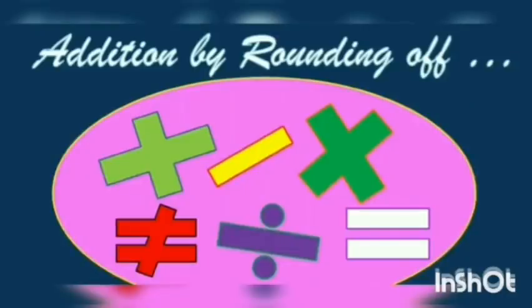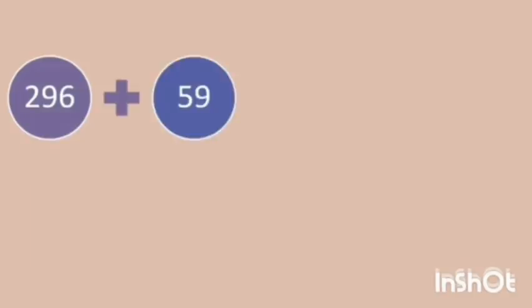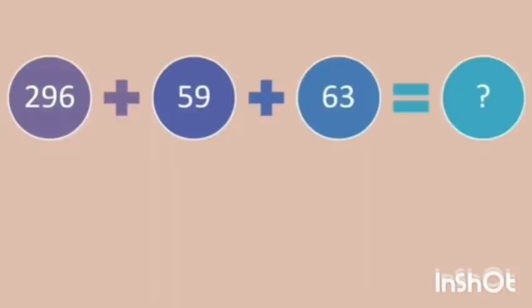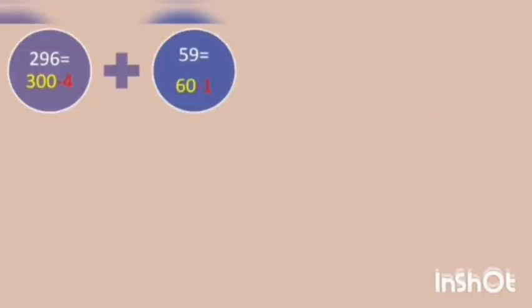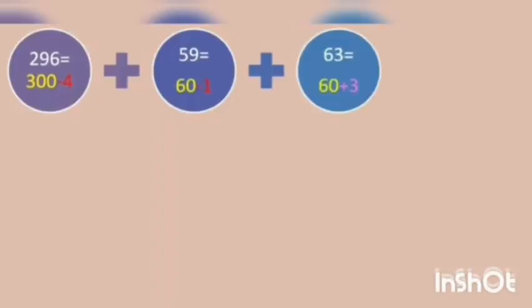Addition by rounding off. So round off the ones place number. Let us see an example. 296 plus 59 plus 63. We have to add up these three numbers. What we can do is write 296 as 300 minus 4. 59 can be written as 60 minus 1 and 63 can be written as 60 plus 3.